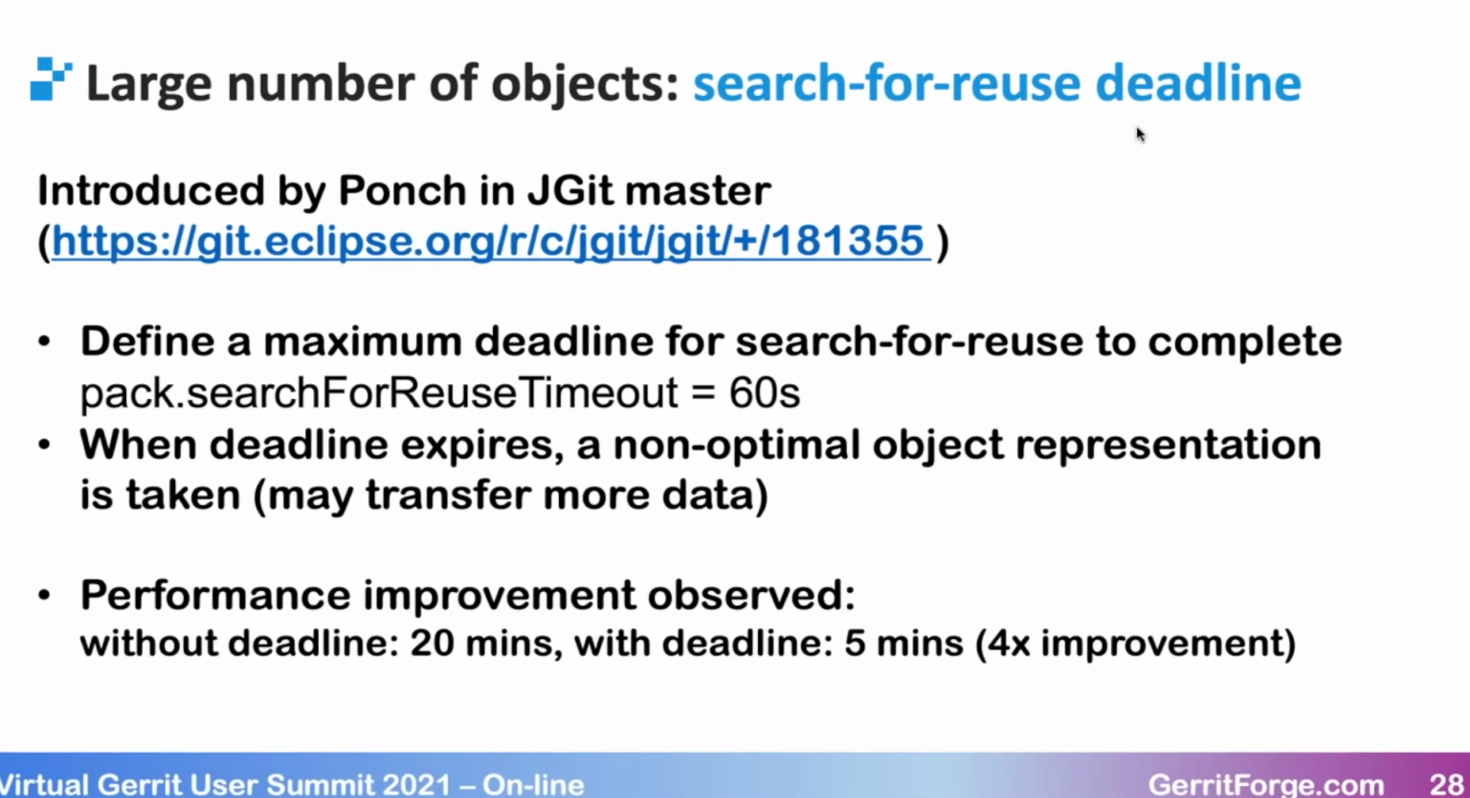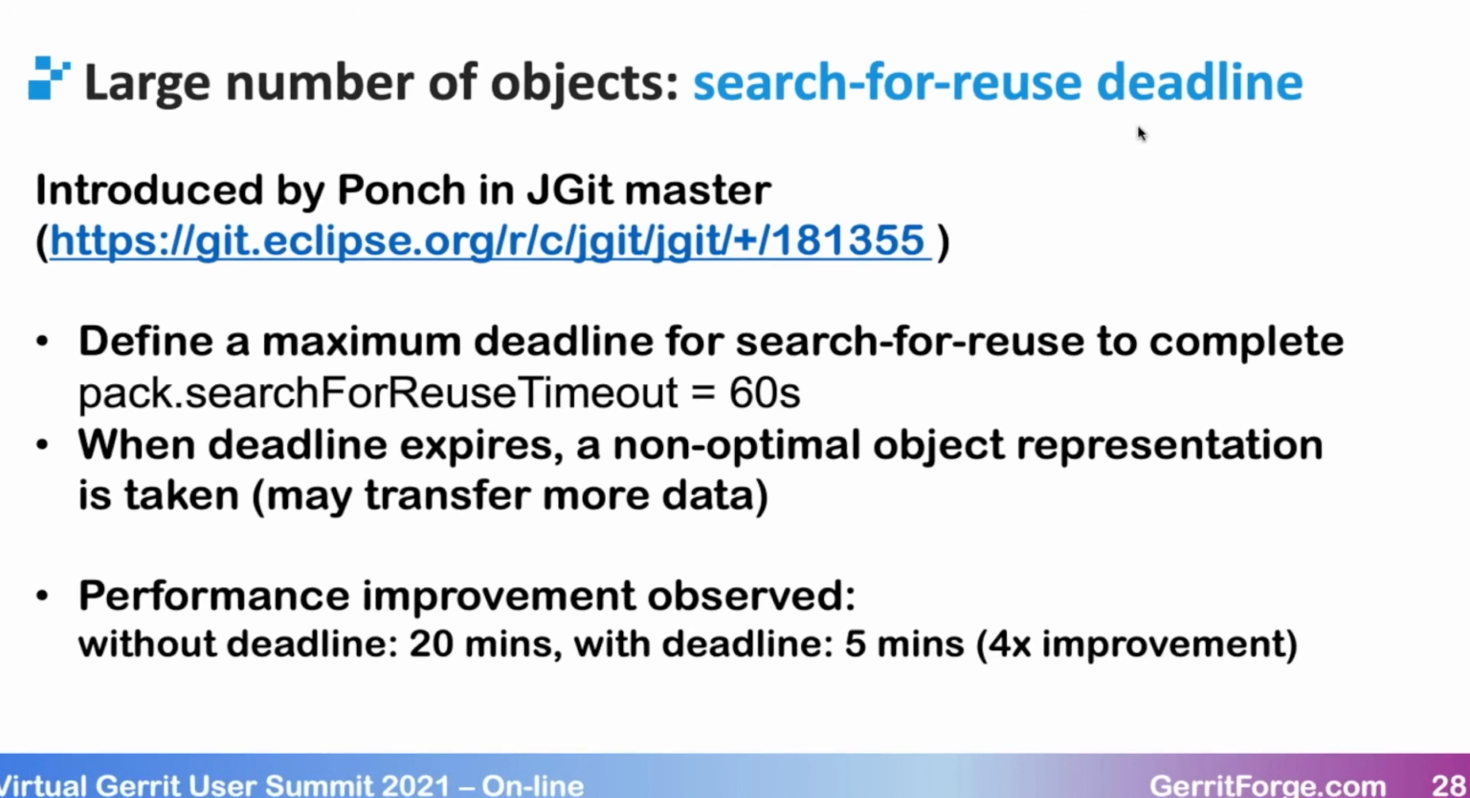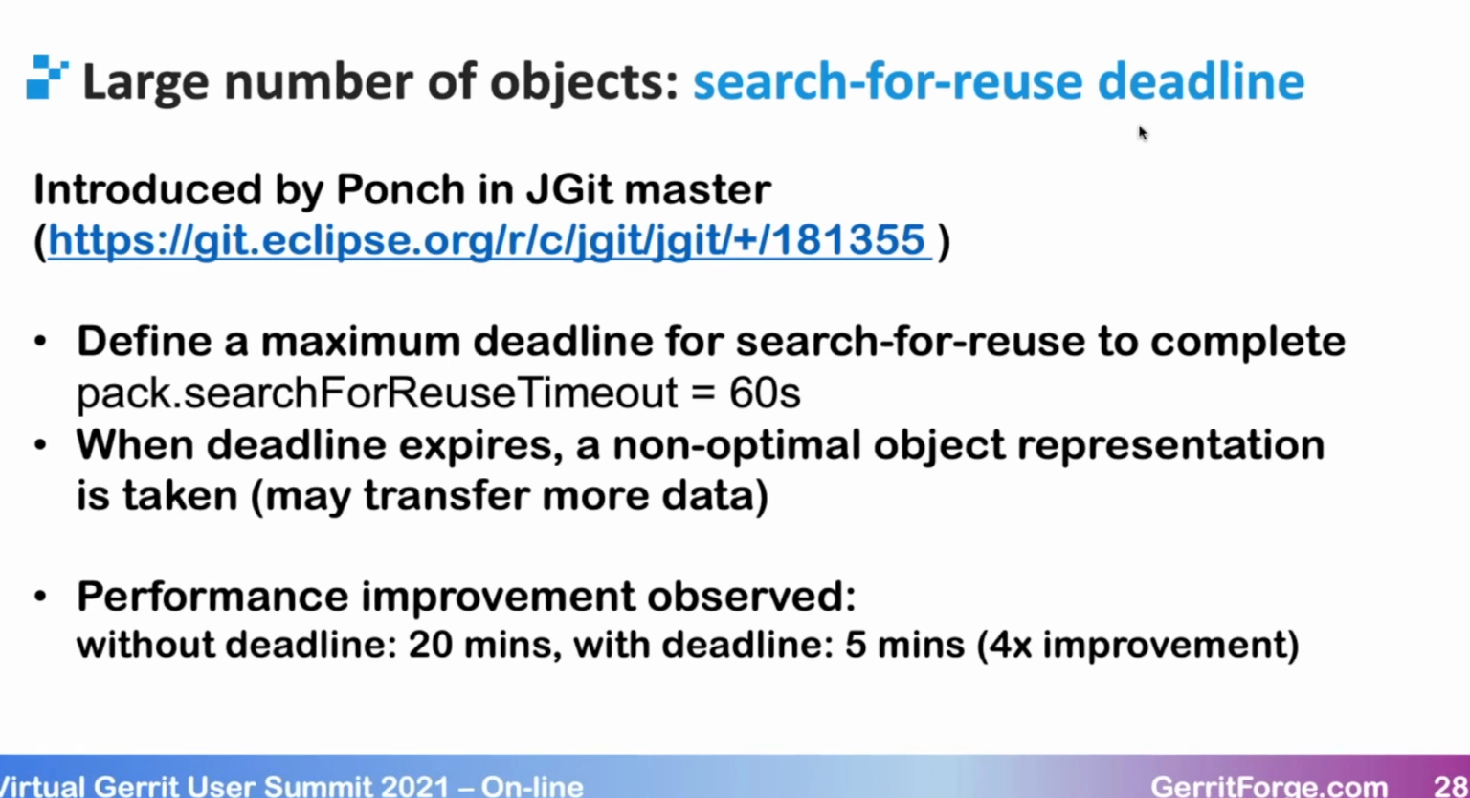For the search for reuse, there is a solution that's been designed by Punch. The solution has been merged, and it is a clever one, because the search for reuse is basically JGit thinking about what is the best representation to send you the objects. But because that calculation may take billions of iterations, at the end of the day, it may take more time than the potential improvement you could have in transferring data. So what Punch has implemented is the concept of deadline for the search for reuse, very similar to what Edwin implemented for Gerrit.